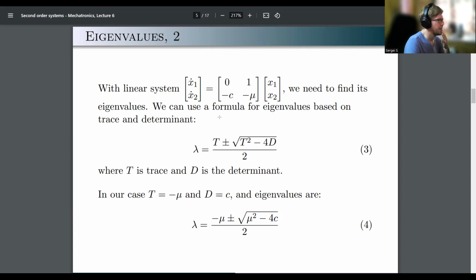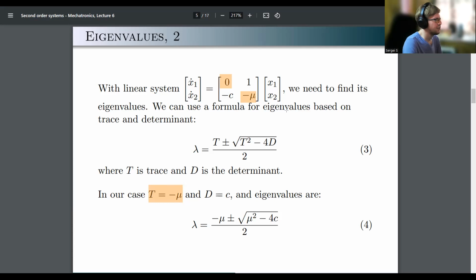Let's look at them. The eigenvalues are computed by this formula, where T is the trace and D is the determinant. So what is trace? Trace is the elements of the diagonal of the matrix summed. So it is 0 plus minus mu. So trace is minus mu. Okay. So you can see already it's quite simple, right?